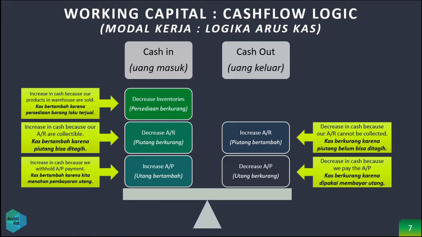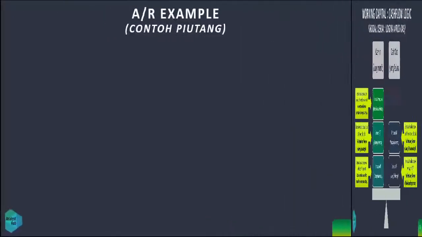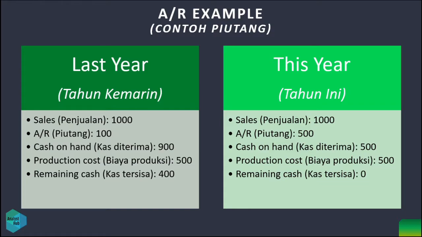I will give you an example so you can better understand this. Say, last year we sold our product at $1,000, but some customers prefer to pay later, which amounted to $100. So the remaining cash we had was $900. This year we sell at $1,000 also, but receivables from customers amounted to $500. As a result, we only have cash of $500. As you can see, our cash has decreased and looks like cash out.